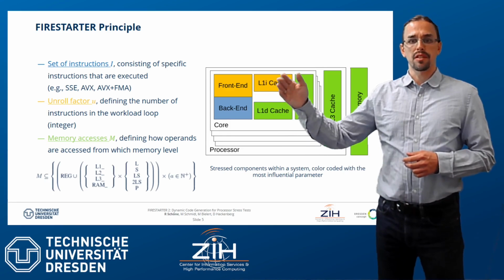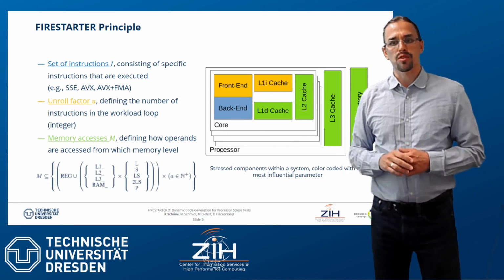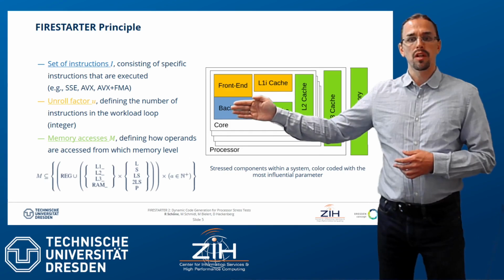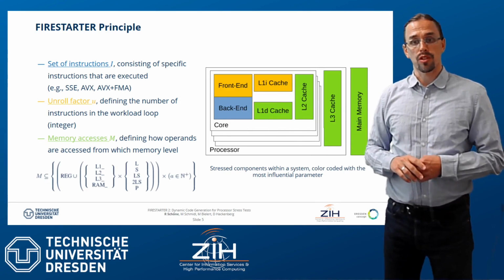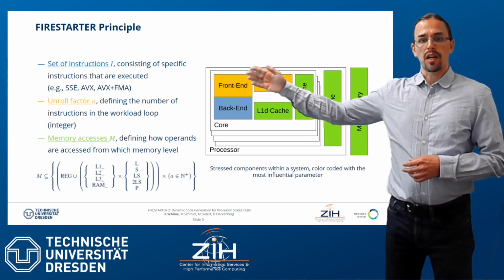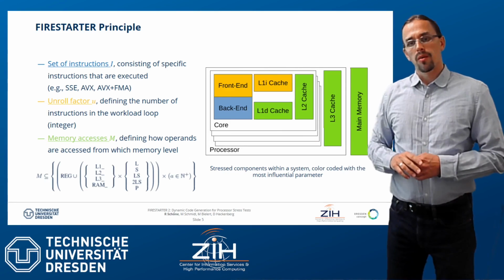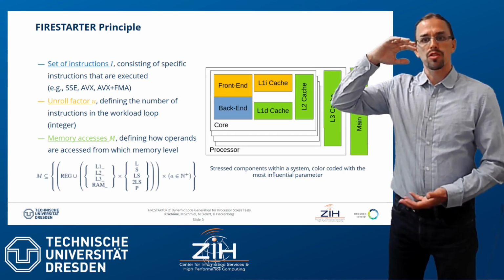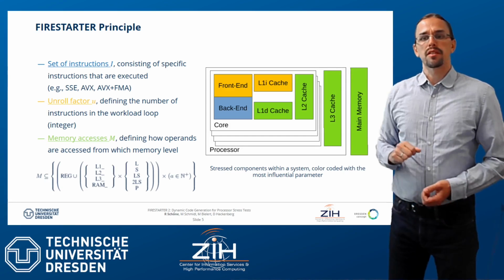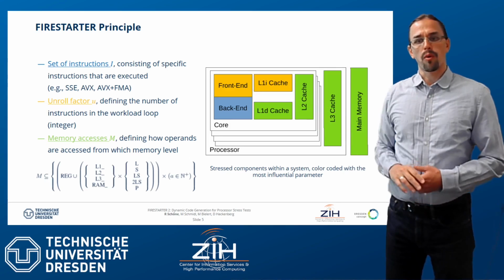So we have the set of instructions, and the set of instructions that are executed will stress this back end, so the SIMD units, the arithmetic logical units, and so on. Then we have the unroll factor, and the unroll factor will unroll the instructions that we have in a way that they won't fit into that micro-op buffer anymore.